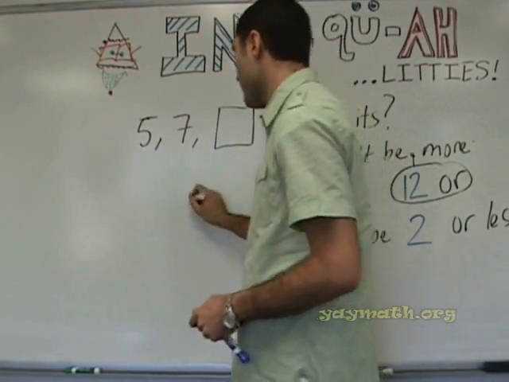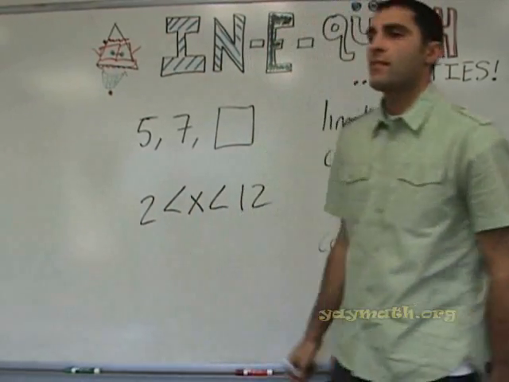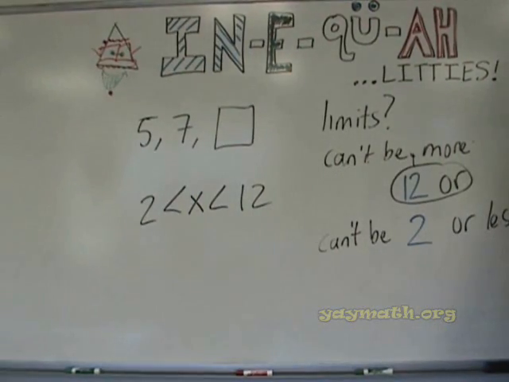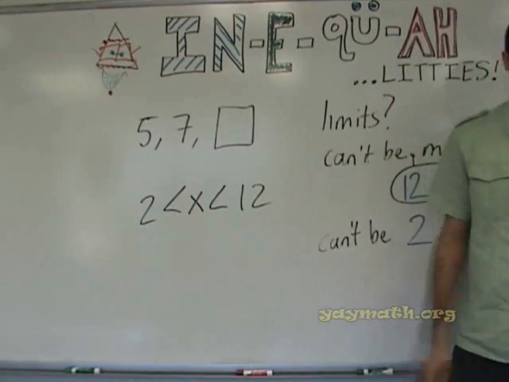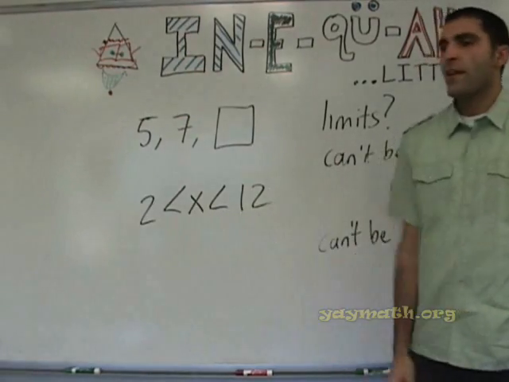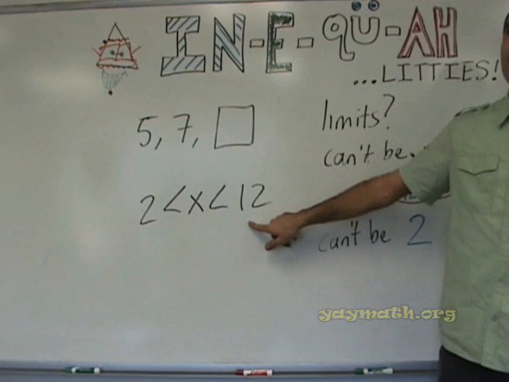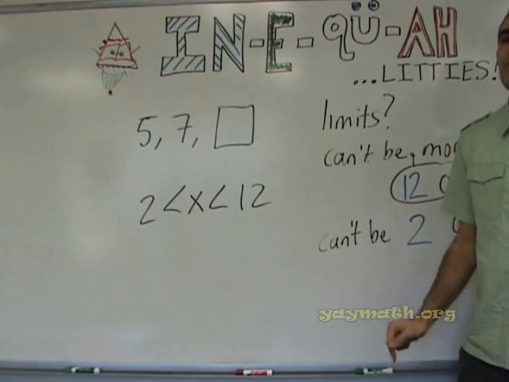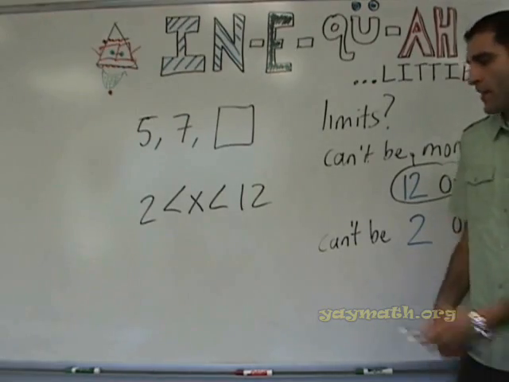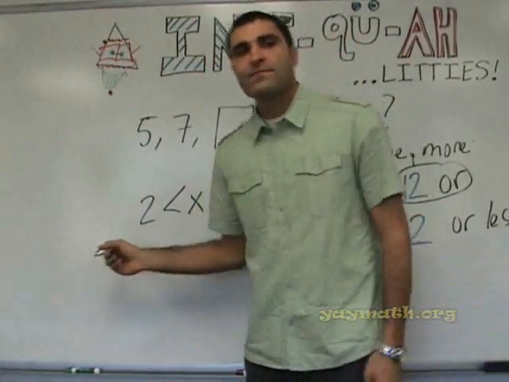So basically, kind of like this. Cool, huh? So anything in this range is okay. Anything in this range is fine. 3 is okay. 2.1 is okay. 11.99999 is okay. That's right. Okay, so now it becomes easy. Give me 2 numbers.